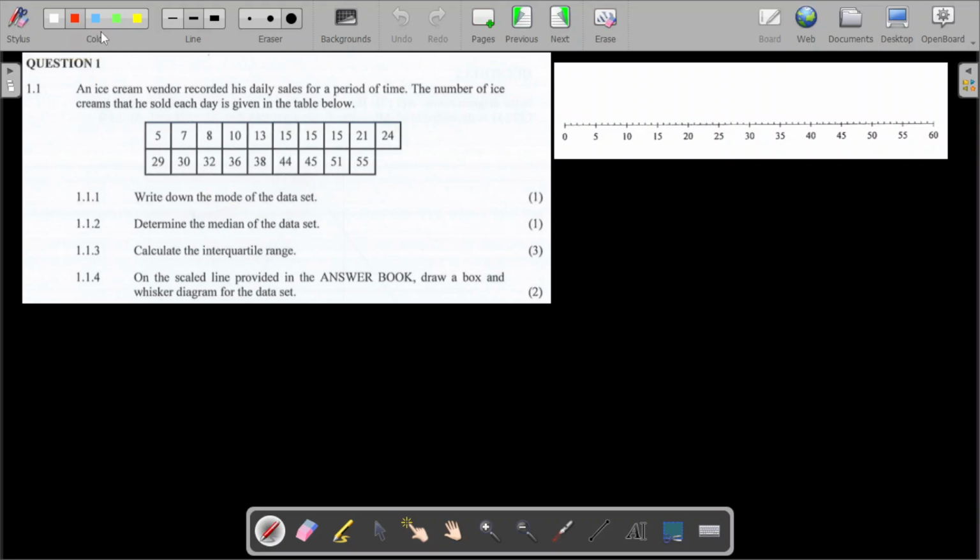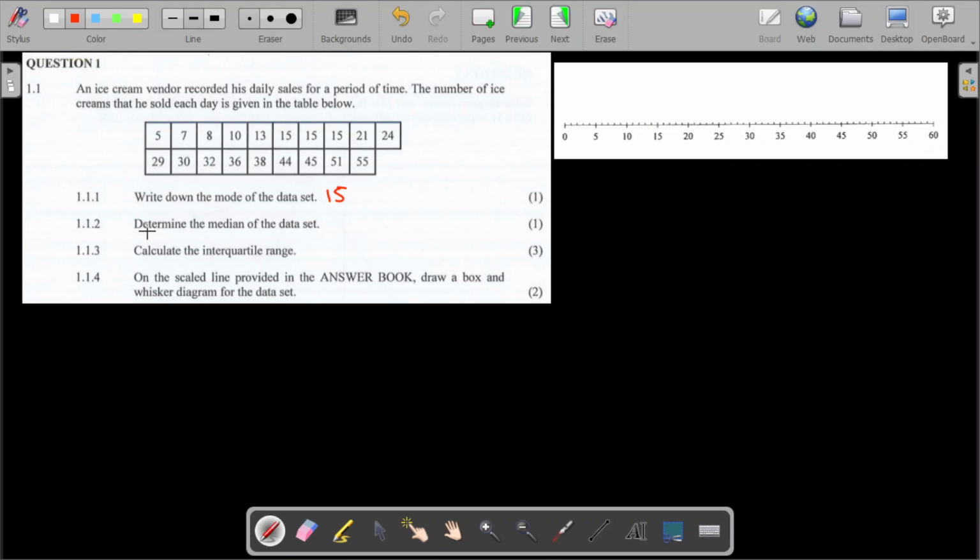Remember, the mode is the number that is repeated the most here. So based on these numbers that we have here, I hope you can see that 15 is repeated 3 times. So 15 is going to be our mode of this data that we have here.